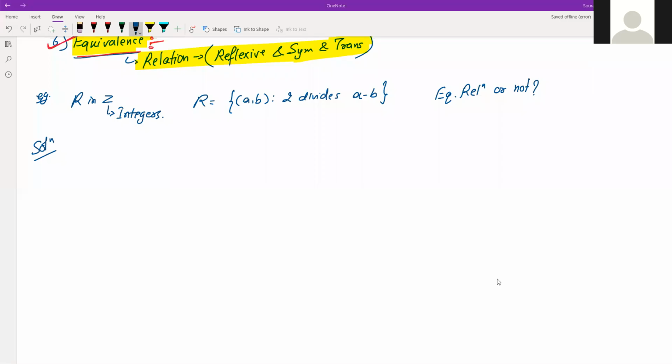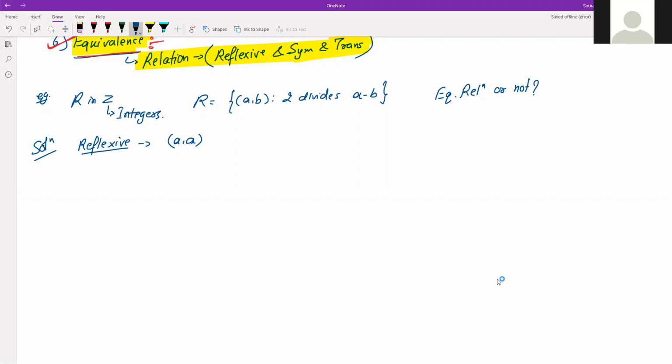To solve such problems, we have to now check three conditions: the condition for being reflexive, being symmetric, and being transitive. So for reflexive, what we have discussed is that every element of a set should be related to itself. So we'll check whether it is correct or not.